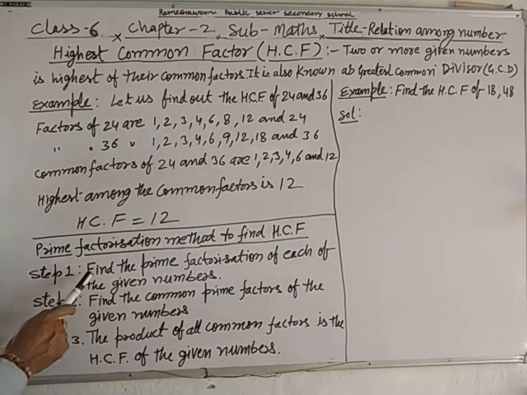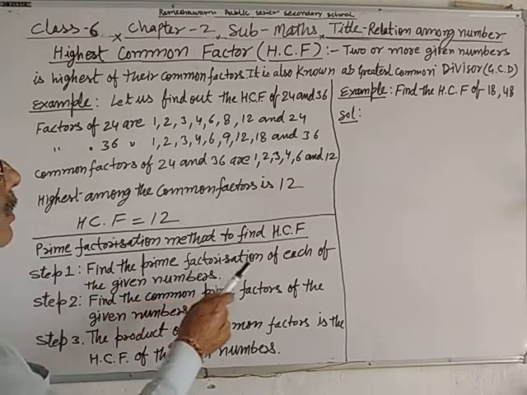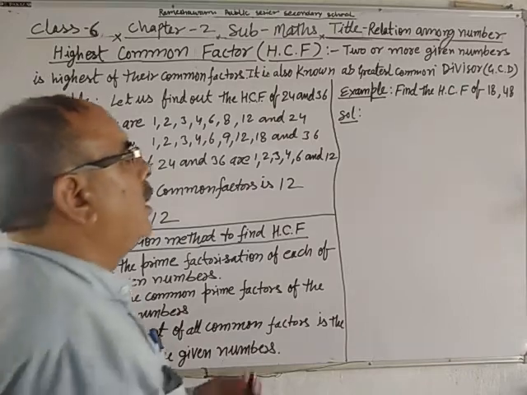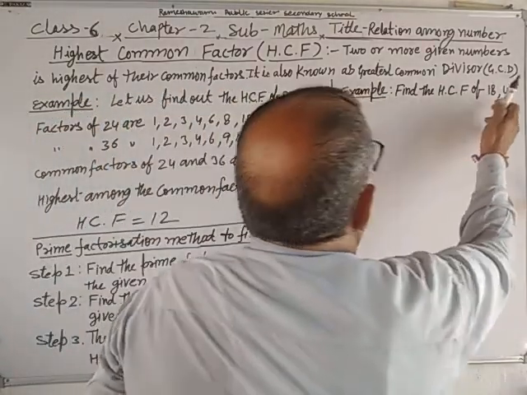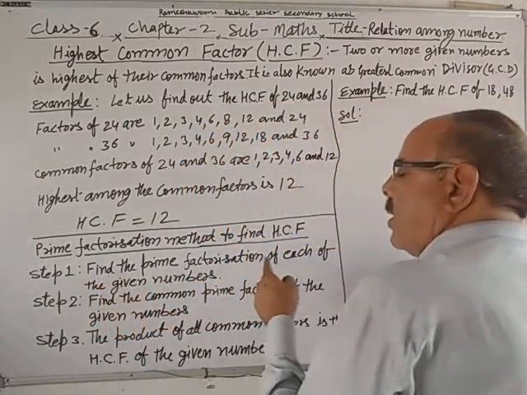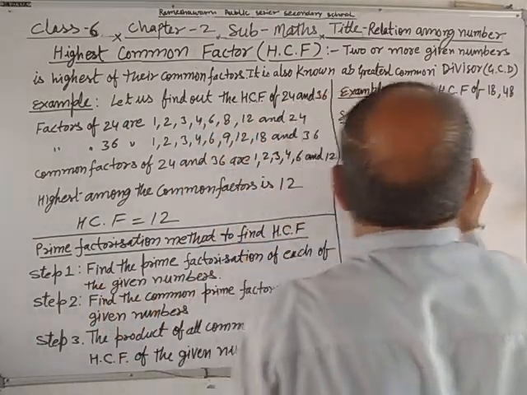Prime factorization method to find the HCF. Step first: find the prime factorization of each of the given numbers. For example, find the HCF of 18 and 48. The first step is to find the prime factorization of each of the given numbers.